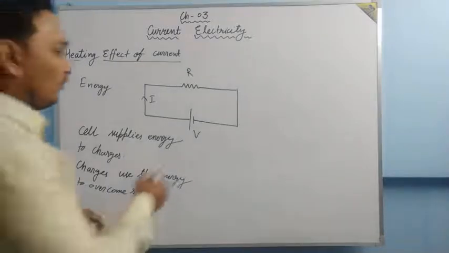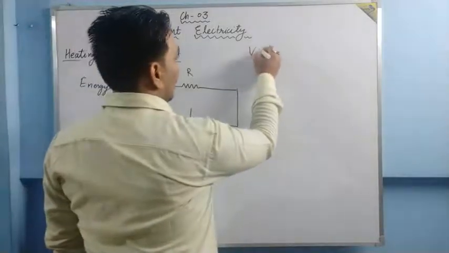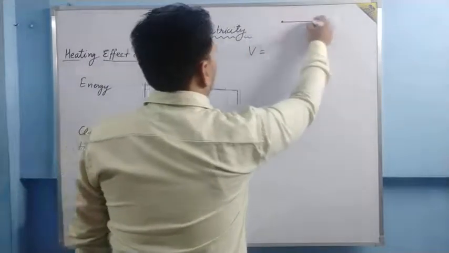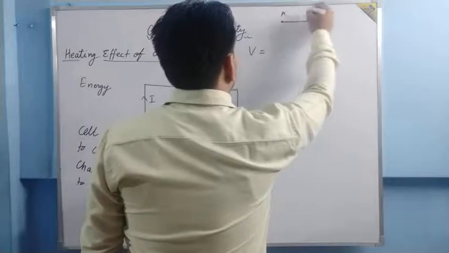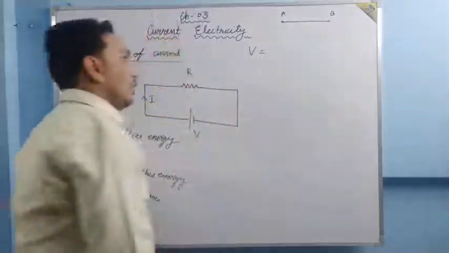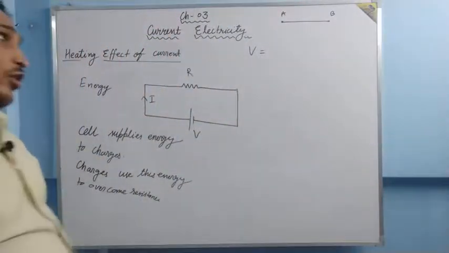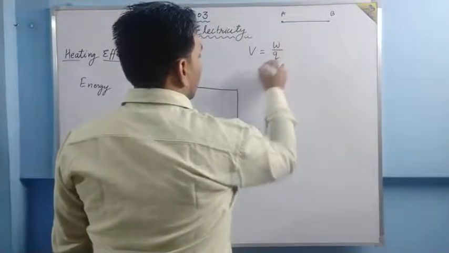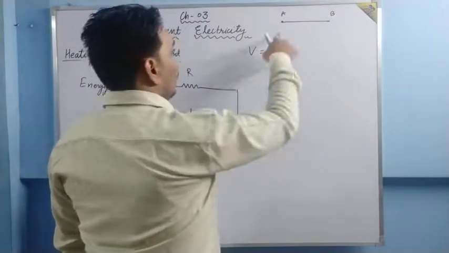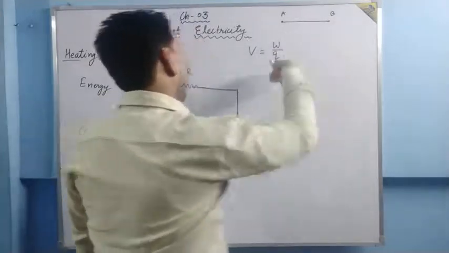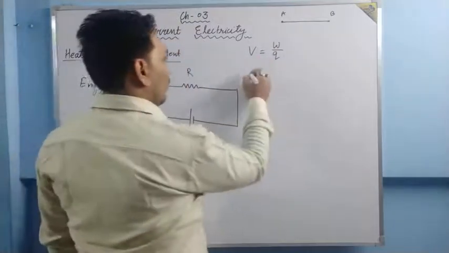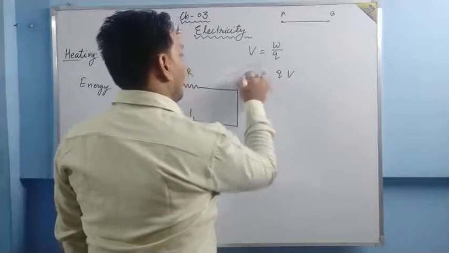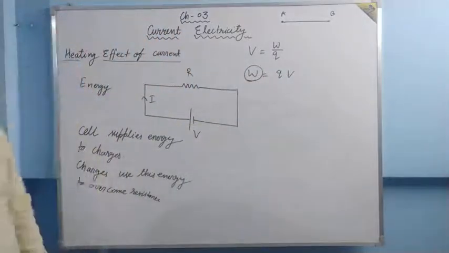By definition of potential difference, suppose a charge is carried from this point to this point. Let's say this is point A, this is point B. What is the potential difference between point A and B? It is given by work done upon charge. V is equal to work done to carry charge from A to B upon charge. So what is the work done here? Work done is equal to Q into V. This very work done is the work done by the cell.